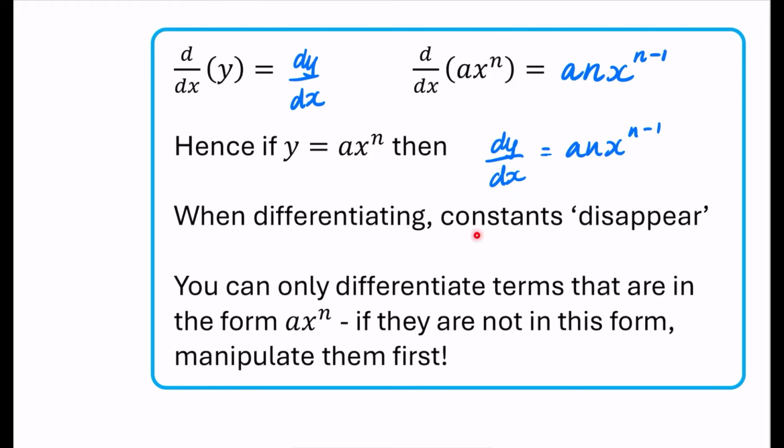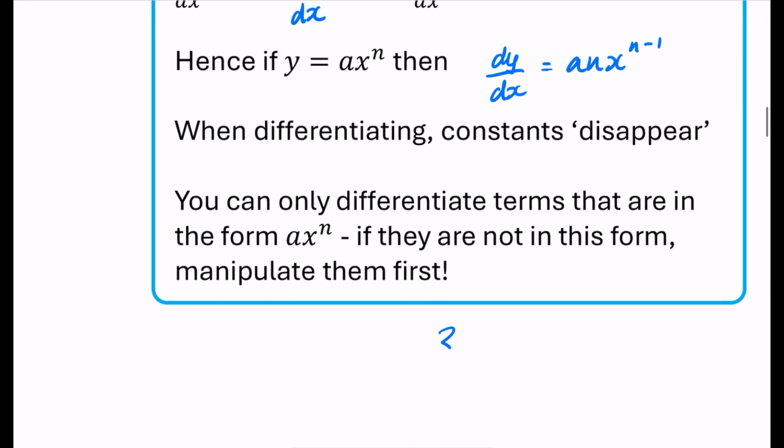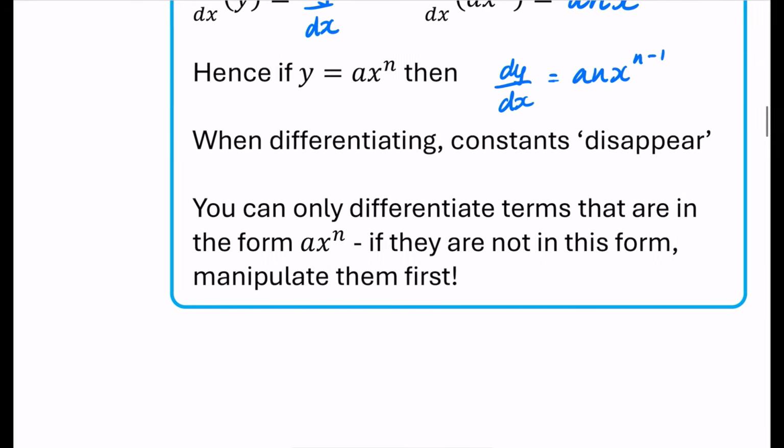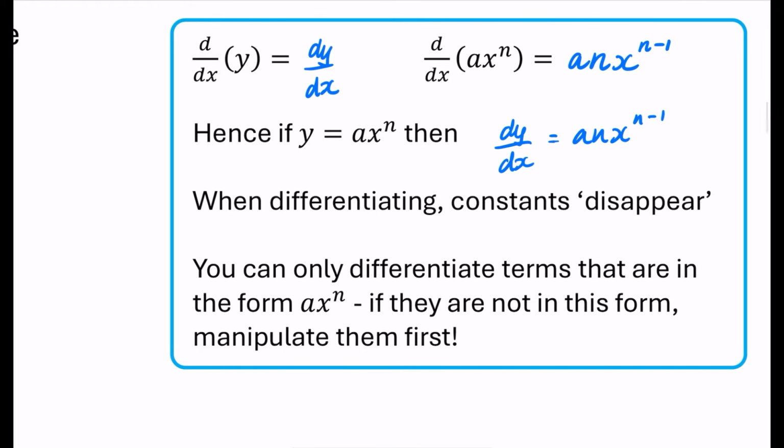When differentiating, constants disappear. If you think about a constant, for example, say 3, well, 3 is actually 3x to the power of 0. So when you differentiate this, you get 3 times 0 times x to the minus 1. You bring that 0 down, and 3 times 0 is 0. So it just completely disappears. But you can just remember, differentiation makes the constants disappear. And I sort of mentioned this, you can only differentiate terms that are in this form, this exact form.